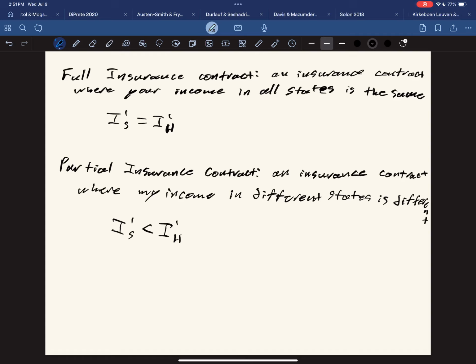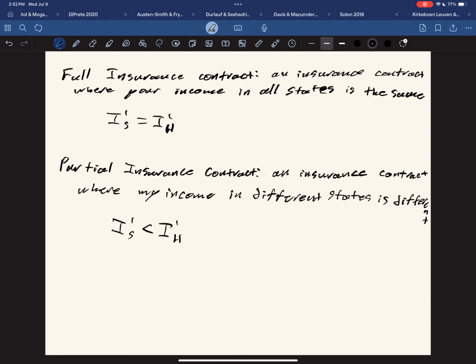So in a partial insurance contract, I get some income from the insurance company, but not enough to fully compensate me for being sick. So again, when I get sick, the insurance company pays me some money, but not enough that I'm like, woohoo, I'm indifferent between being sick and being healthy, right?